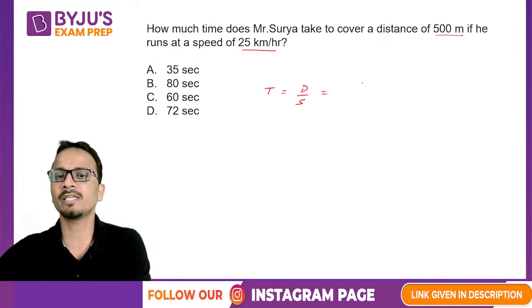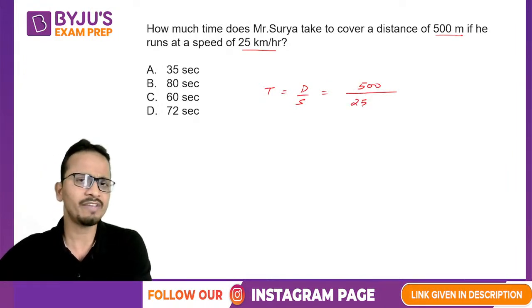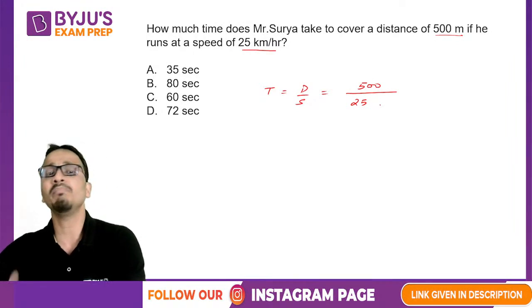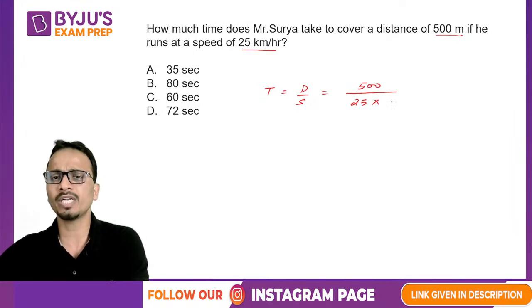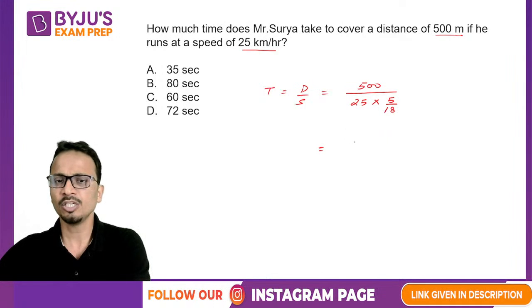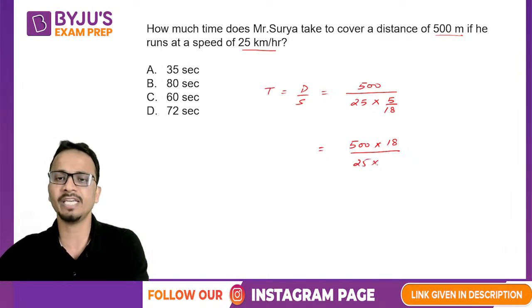Now distance here is 500 meters. That will be divided by speed. When I divide it by 25 kilometer per hour, I'll simultaneously convert 25 kilometer per hour into meters per second. So how do we convert it? By multiplying it by 5 by 18. This is the conversion factor, 5 by 18. So your answer will look like 500 into 18 divided by 25 into 5.